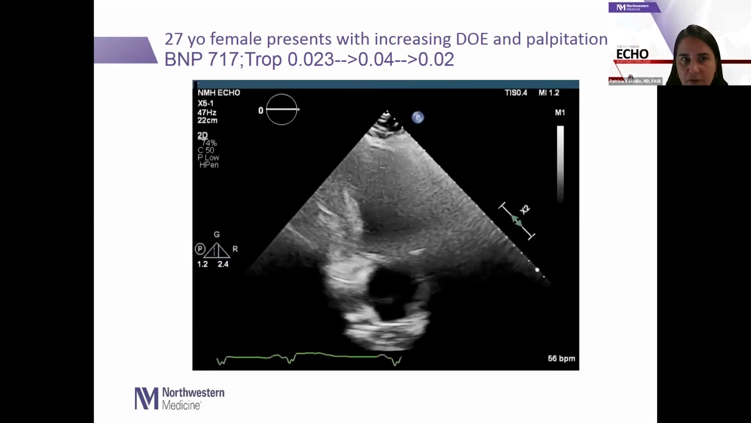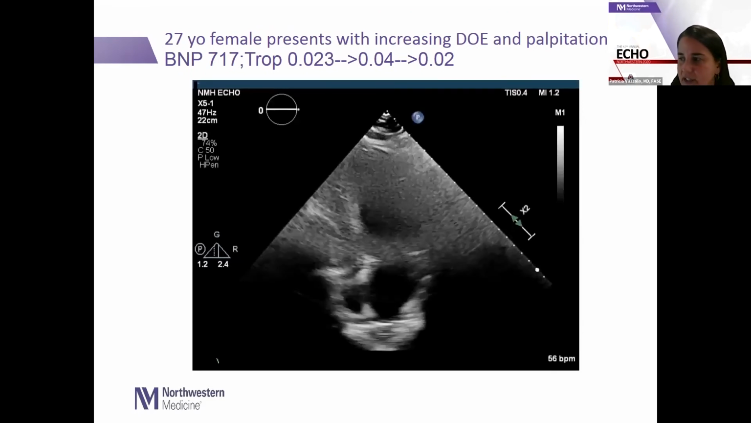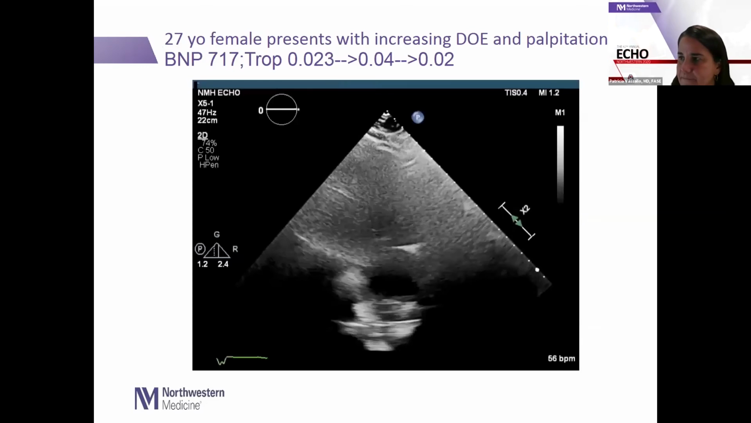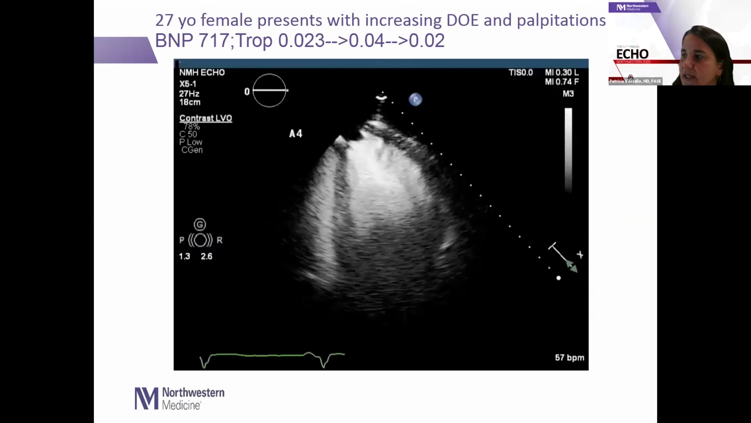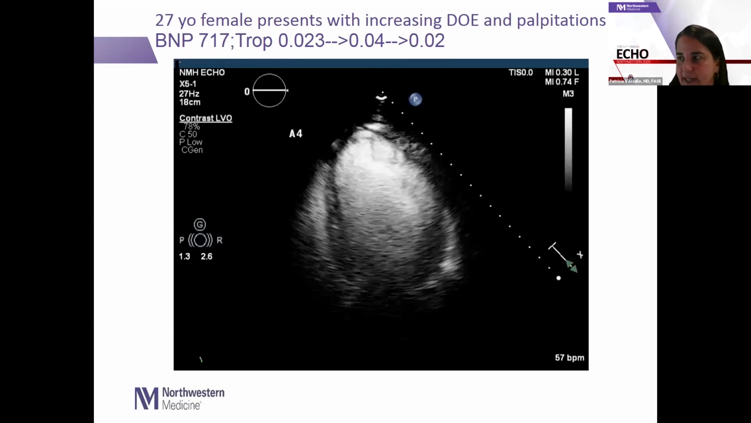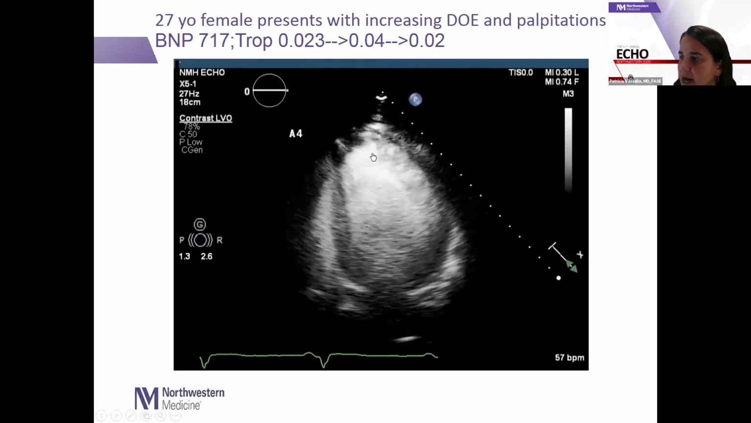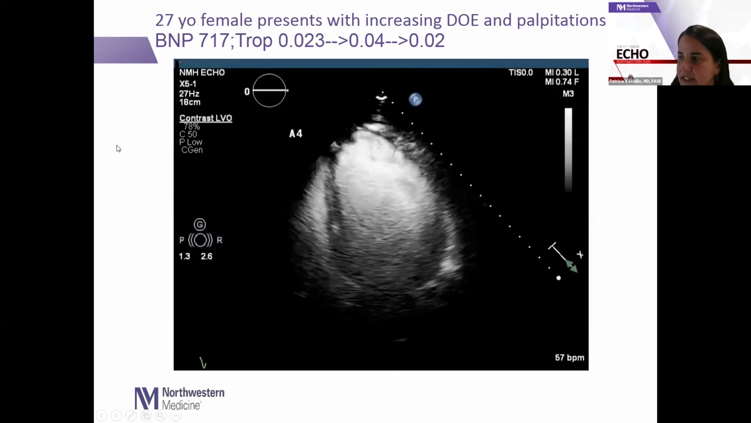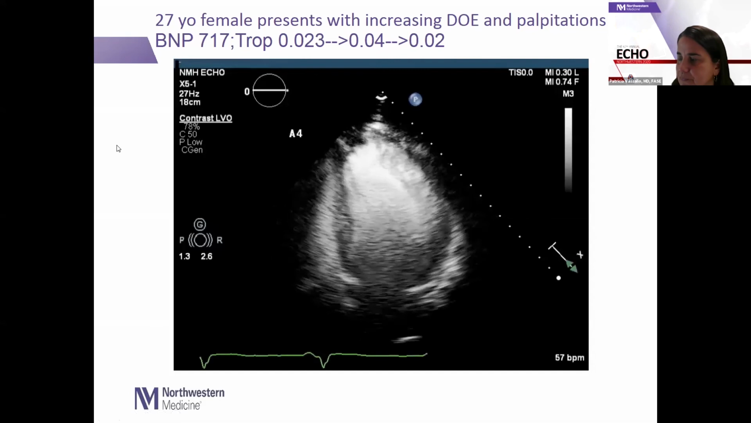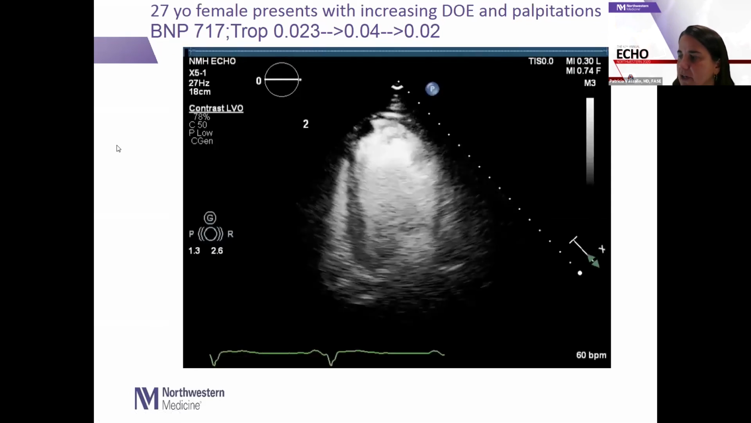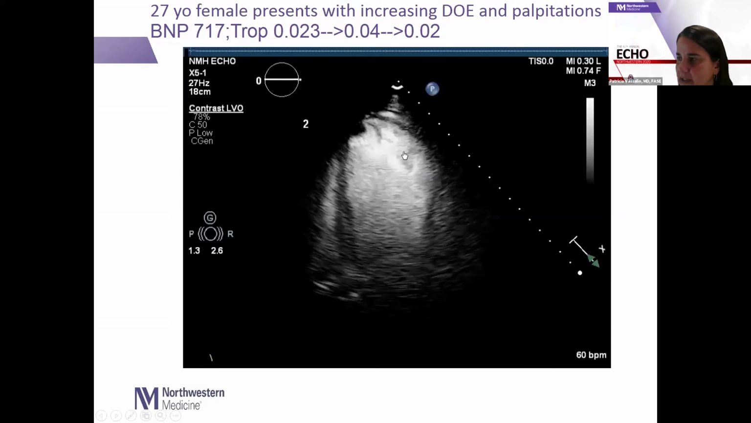Here's the 2-chamber view, which again is very technically challenging. Now, when looking at the echo enhanced image, you can see that there is concern for increased trabeculation as well as a filling defect in the apex, consistent with thrombus. On the apical 2-chamber, I think you can appreciate the increased trabeculation a little bit more, and you again see the apical filling defect.